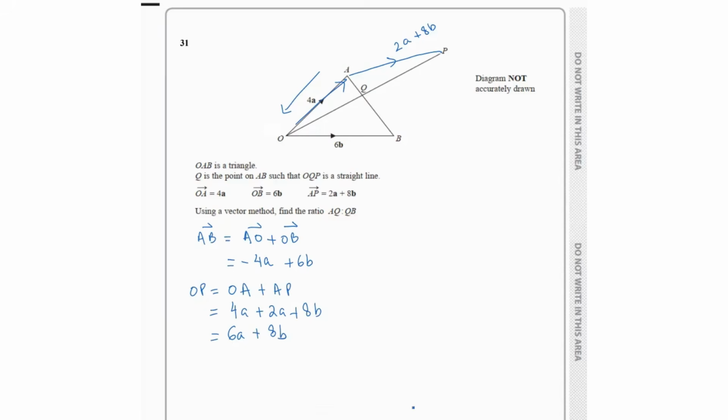So what we can do is we can create an equation for AQ first. We can assume that AQ will be some scale factor times AB. Why? Because AQ lies on AB. So AQ is a part of AB. So AQ is some scale factor multiplied by AB. So AB we found to be negative 4A plus 6B. So lambda times negative 4A plus 6B. That is your equation for vector AQ. So if we expand the bracket, negative 4 lambda A plus 6 lambda B.